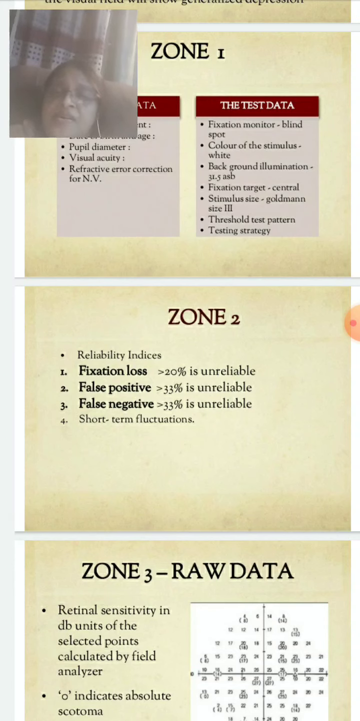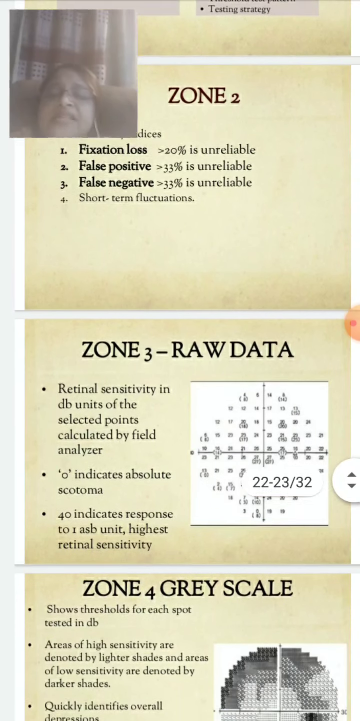There may be 2 inferences. One is the patient is inattentive, has become fatigued, so he cannot respond. Secondly, in advanced cases of glaucoma, there is a variable response to stimuli. This may also occur. Zone 3 is the raw data.